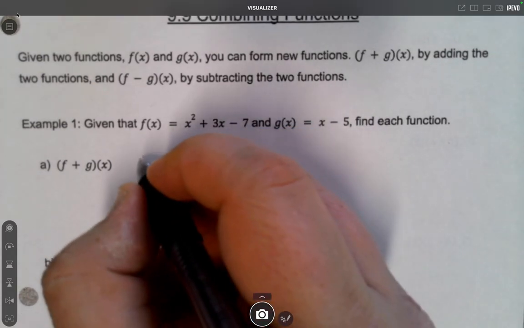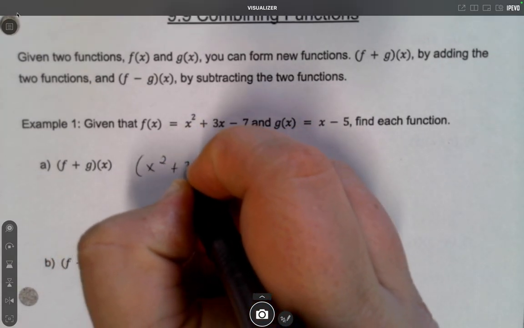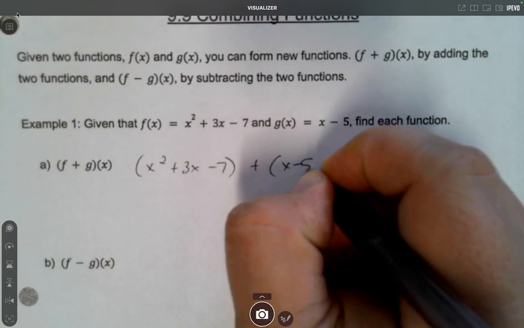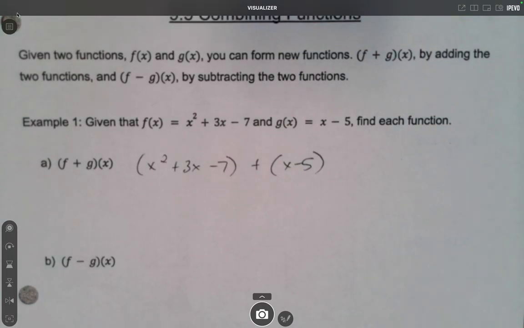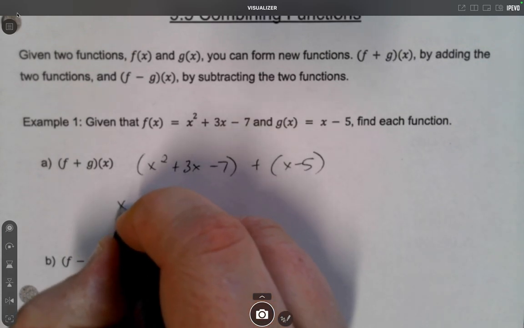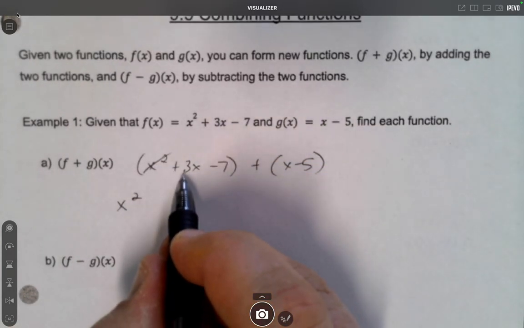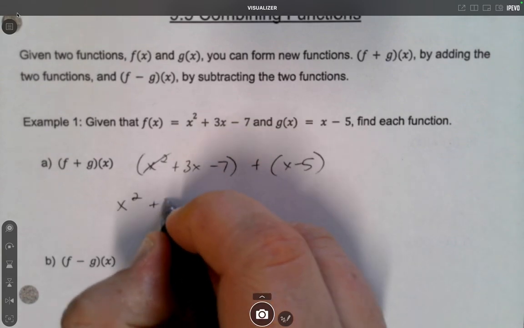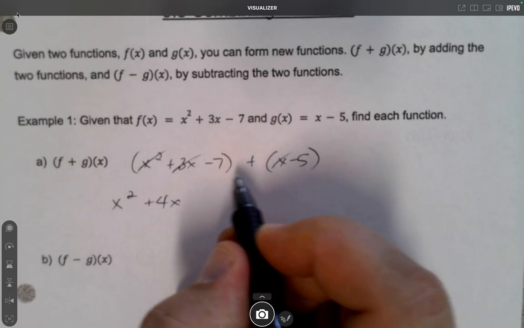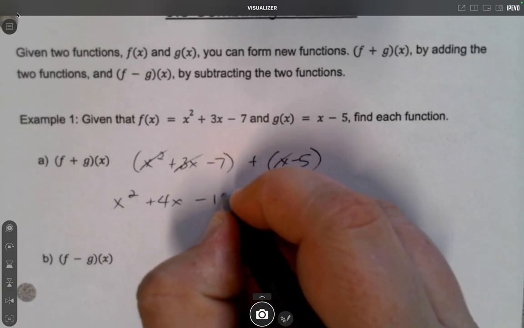So I'm going to say f, which is x squared plus 3x minus 7, plus g, which is x minus 5. Once you write that, it's really very similar to stuff we did back in Chapter 8, where we were combining, adding, and subtracting polynomials. We look for like terms. This is the only x squared, so we just write x squared. 3x plus 1x is 4x. Then negative 7 plus negative 5 is negative 12.